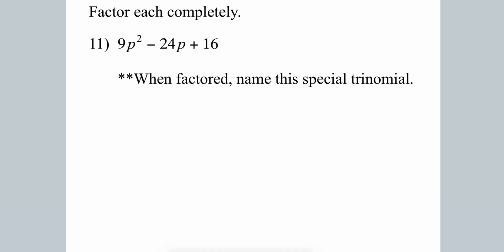Okay, so here I want to go over number 11, which is to factor this quadratic. And I'm going to, again, try to use the AC method. So our A value times our C value, so 9 times 16. Let's see what we get for that. We get 144.